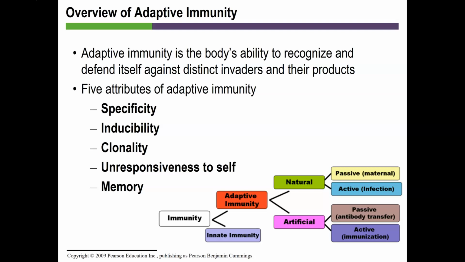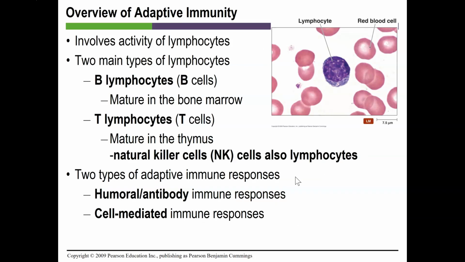We're going to be spending most of our time talking about lymphocytes. When we talk about lymphocytes, and one is shown in the figure up in the corner, we have B lymphocytes or B cells, and we have T lymphocytes or T cells.